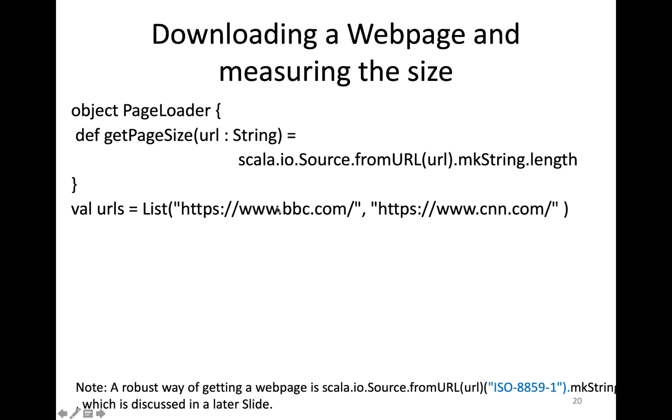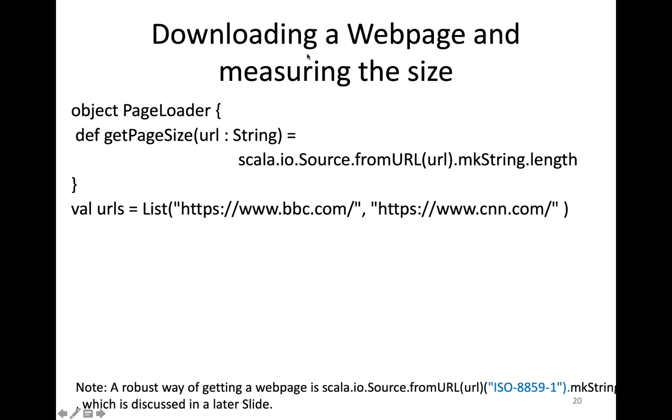Say we want to access two web pages, bbc.com and cnn.com, and these are URLs in a list. Then we have a helper function, getPageSize, and with just this one line using the Scala library, we can feed this URL and get the whole web page as a string. And here it is returning the length of the string. Okay, so that is what this helper function does.